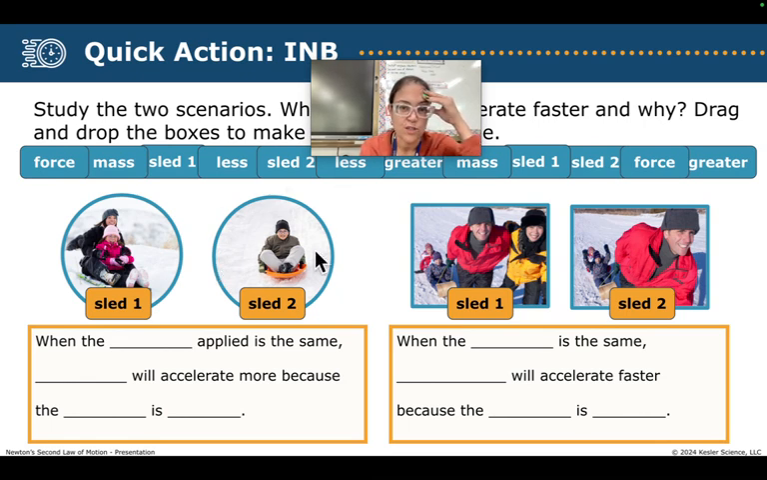Which one of these is going to accelerate faster? It's going to be the one with just the 1 kid, right? Because it's lighter. It has less mass on it, so it's going to take less force. So this one's going to accelerate faster because it's only got the one person.